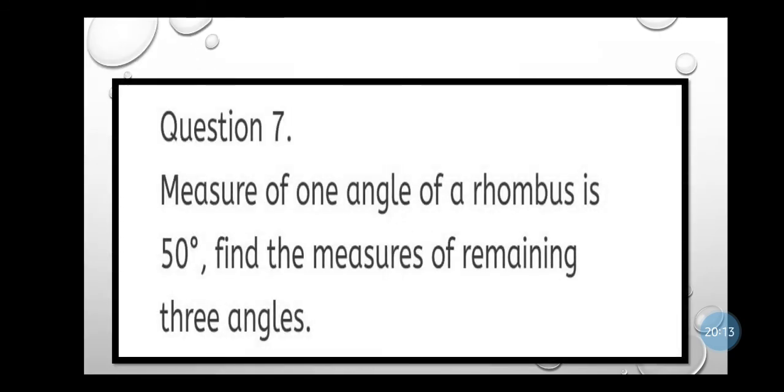The last question of this exercise, 7th one. Measure of one angle of rhombus is 50 degree. Find the measures of the remaining 3 angles. Always remember the property of rhombus, that is the opposite angles of rhombus are congruent. So let's start.